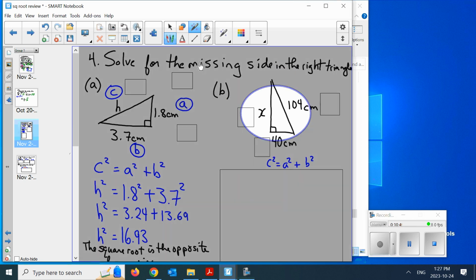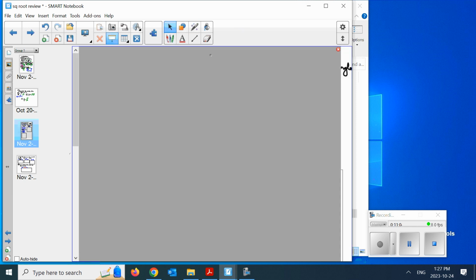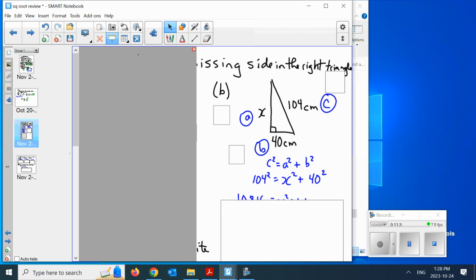Okay, I'm going to work it through, guys, because this one is a little bit different. I'm going to do something here, just so that it's a little easier to follow. On this one here, what is our C for that formula? The 104. It's across from the right angle. It's called the hypotenuse. I'm going to call X the letter A, and the B is the 40. I'm going to put in my numbers then, right? 104 equals X squared plus 40 squared, right?